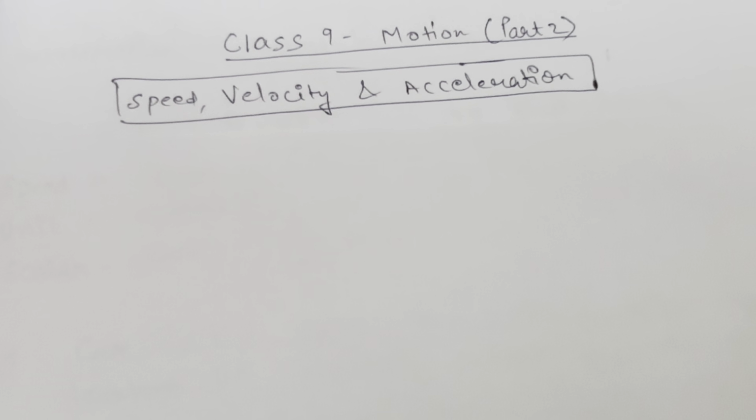A car and a bike both travel 100 kilometers. The car takes 1 hour and the bike takes 4 hours. They cover the same distance. So what is the difference? So the difference is exactly what this video is about.